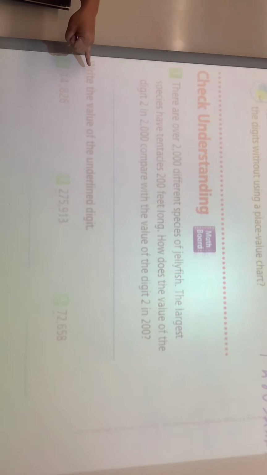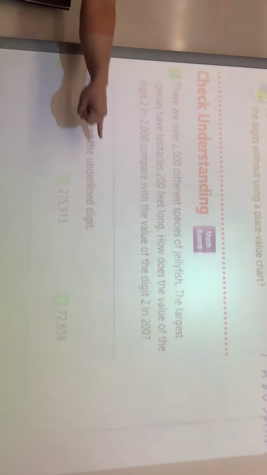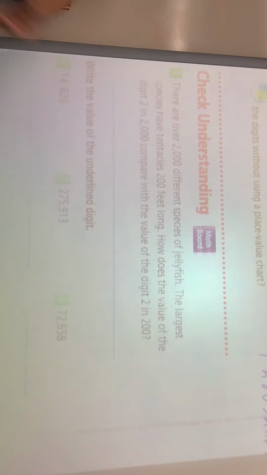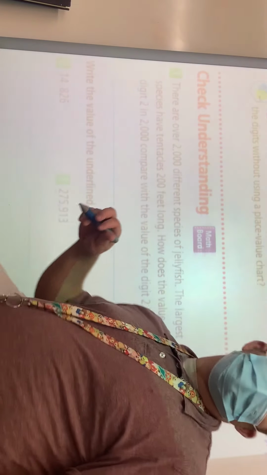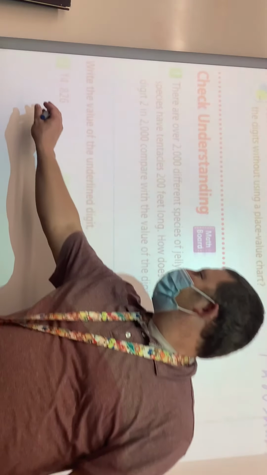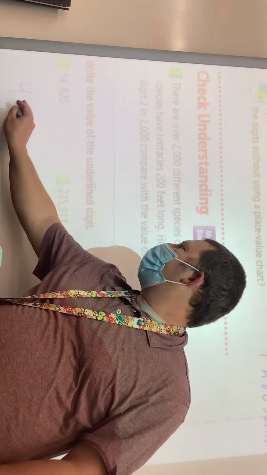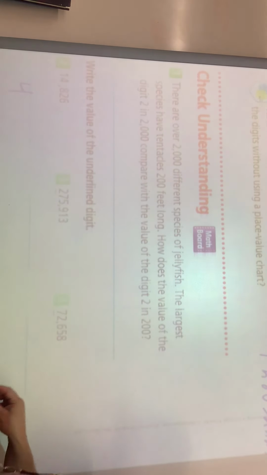Okay, right here, let's do some basic stuff. It says, instructions, everybody. Write the value of the underlined digit. So what do I look for? Underline digit, and then I write the value. So I'm just writing how much that is worth. So on the first one, what's the underline digit, everybody? Wow, that was close to everybody. What was it? 4. Yeah, 4 is the digit, and then what's the value? 4,000.